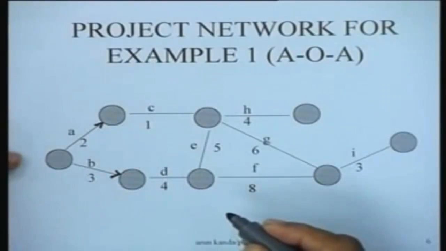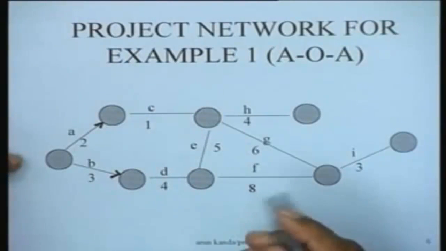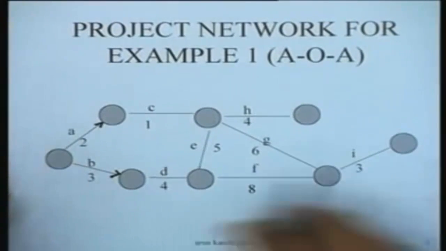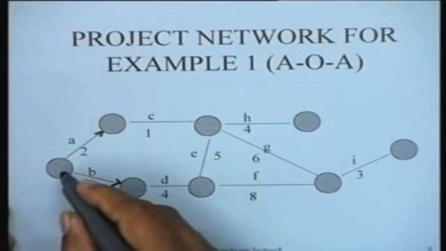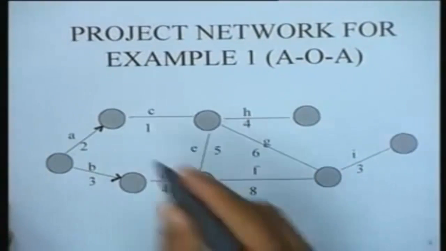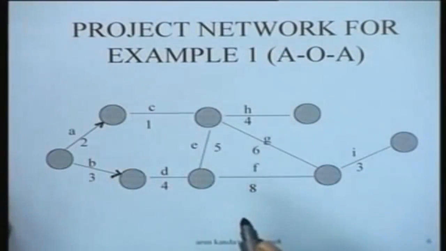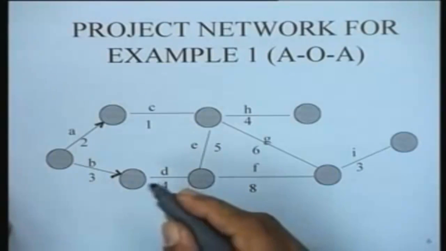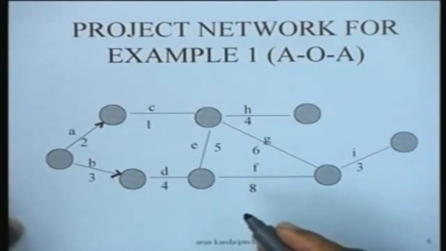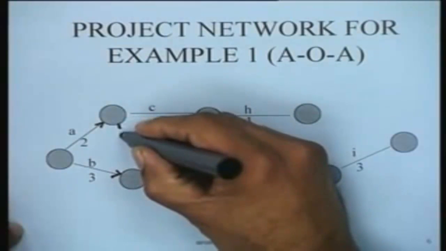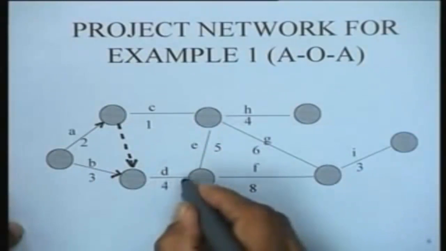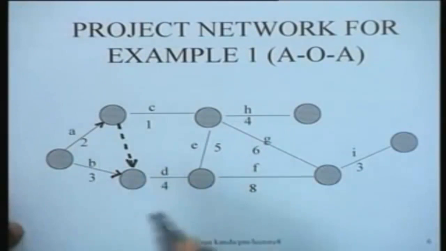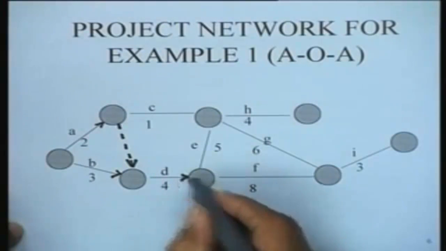If you look at the precedence relationships of the various jobs, you would have noticed that A and B had no predecessors, so they are starting from a source node. C has predecessor A as shown here, but activity D has predecessors both A and B. So we need to add a dummy activity from here to here, showing that activity D now has predecessors both A and B as per the requirements.